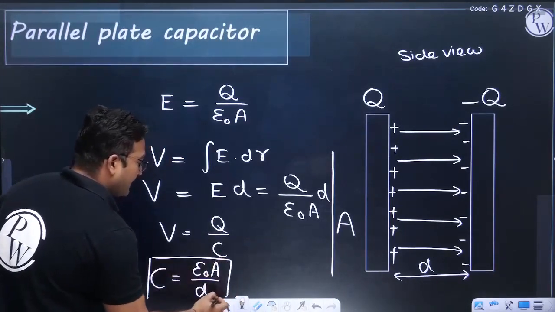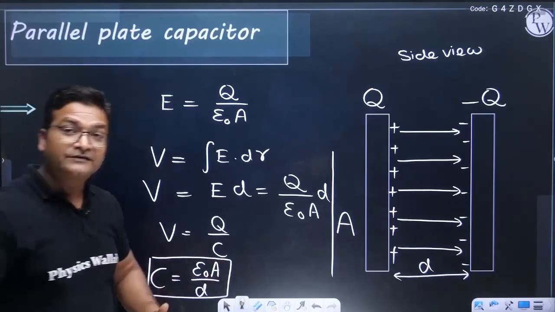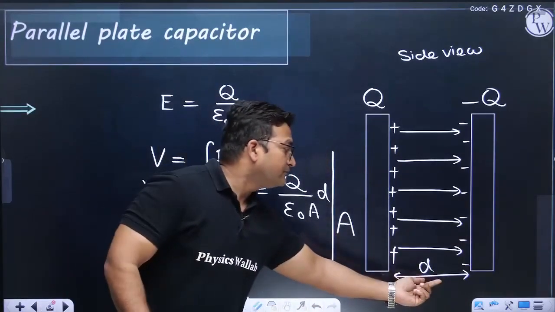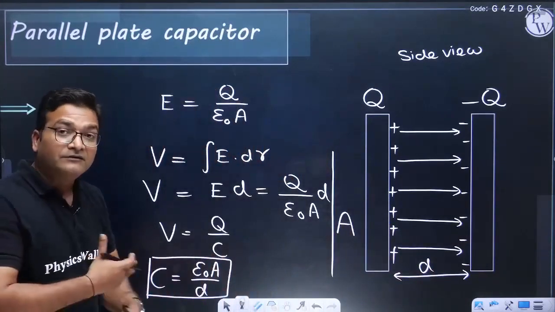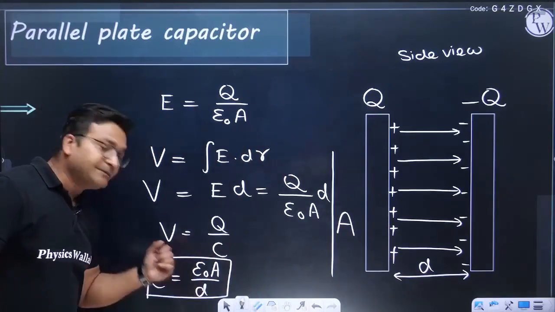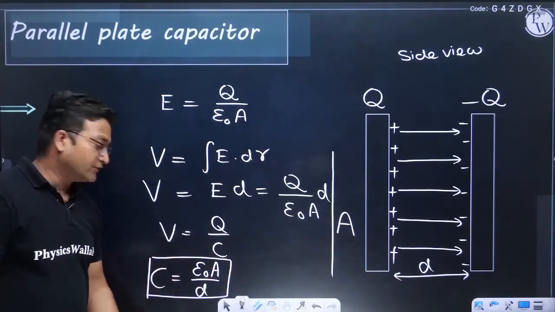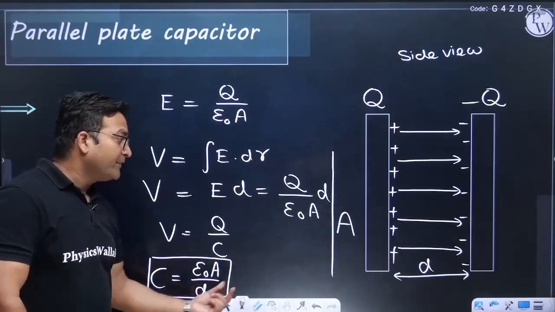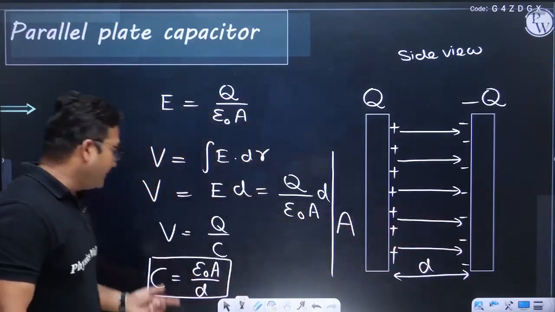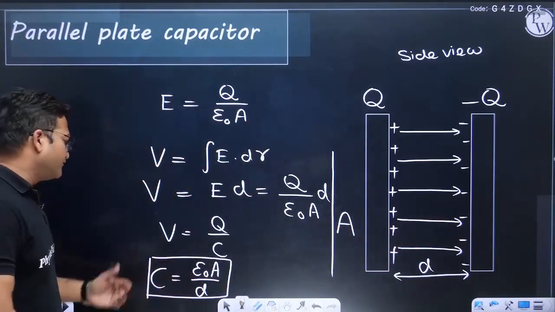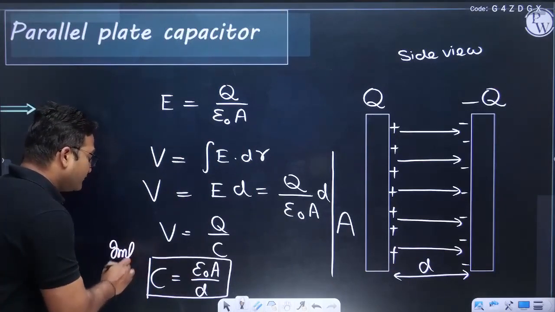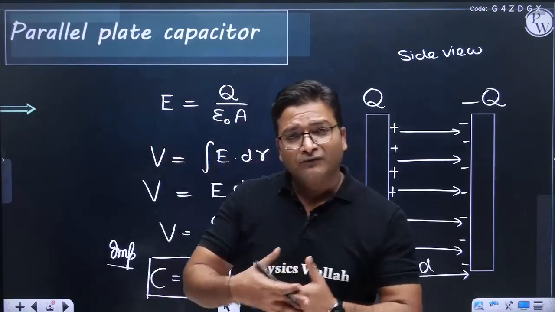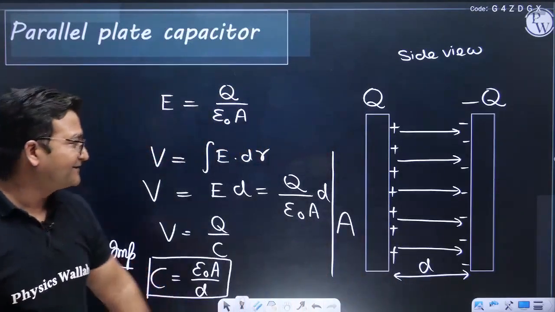So the capacitance of a bigger-area capacitor is more, and a smaller-gap capacitor is again more, because C is inversely proportional to D and directly proportional to area. So the bigger the area, the bigger the capacitance, and the smaller the gap, the bigger the capacitance. You remember this formula, that's very important. The capacitance of a parallel plate capacitor is epsilon naught A by D, where epsilon naught is your famous permittivity of free space.